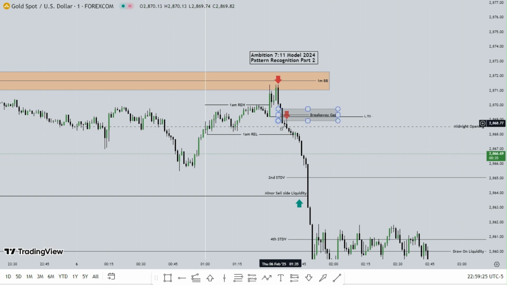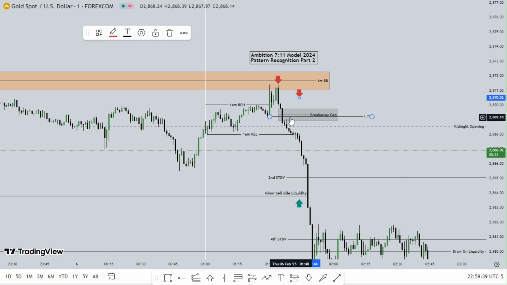Then the price traded lower and took out this sell side here. Now it becomes a market structure shift, and there's a true open here. The price didn't trace back to the true open, but when it traded lower, it created this displacement and left this breakaway gap, where the price didn't trade deep into discount in this breaker here.